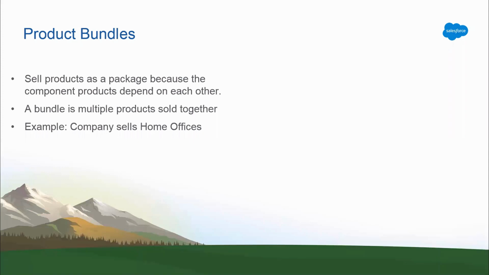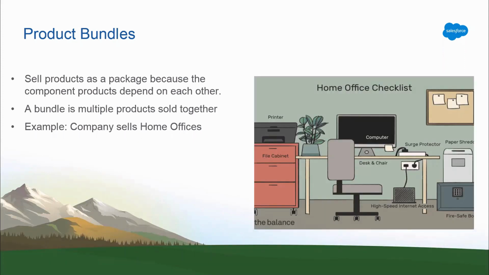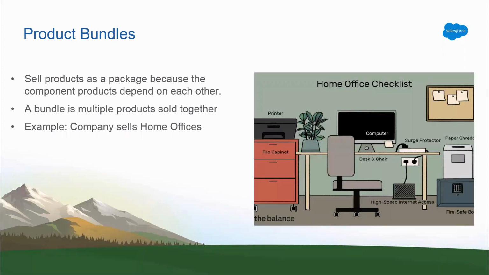CPQ has many features not available with the standard Salesforce license. One of them is product bundles. Now you can think of this like a parent product, okay? So a bundle is a parent product that has children related to it. So let's take this example of a company that sells home offices, okay? So home office here is the parent product, and for example, the desk and the chair are considered children. Now in CPQ, those children are called product options, okay?